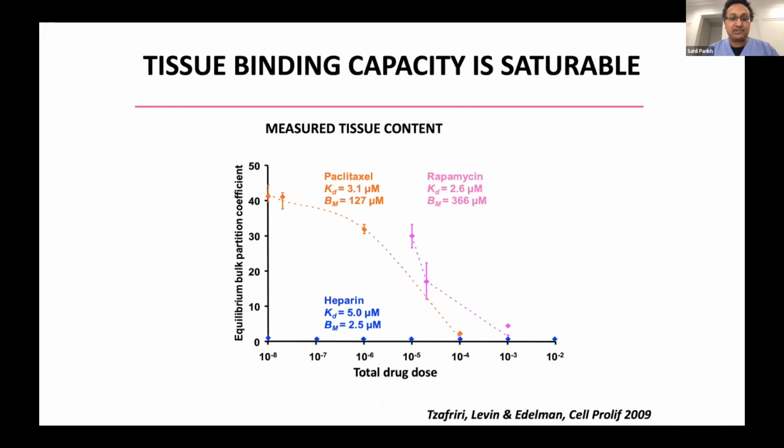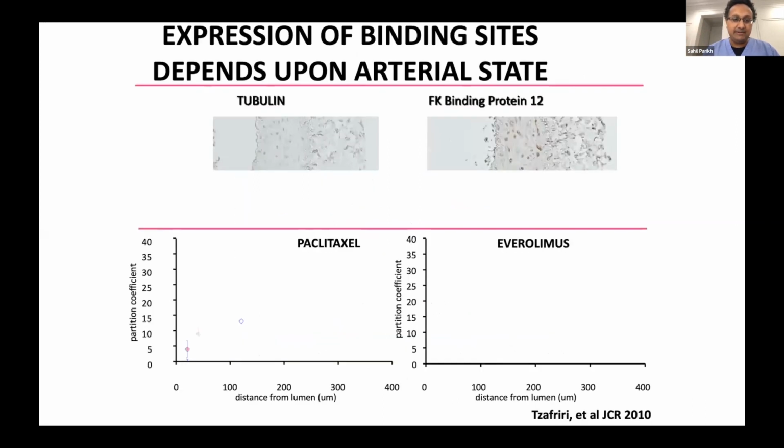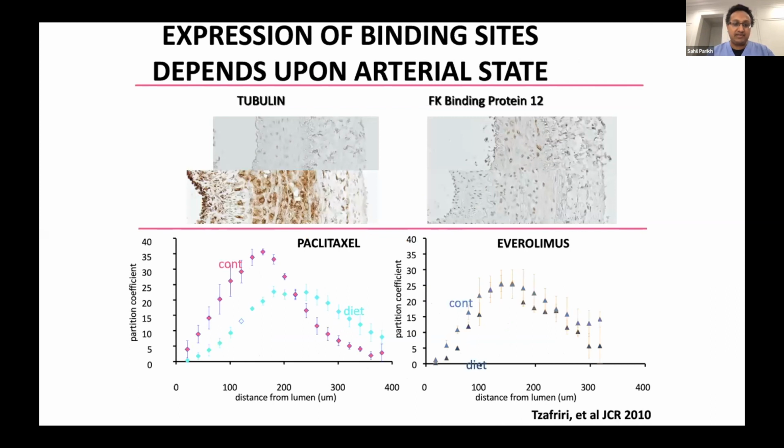This is also a saturable phenomenon. So there is a certain point beyond which if you give more drug, it just won't stick because the binding has already been saturated. It turns out that different inflammatory states can change this receptor binding distribution. For example, taxanes in a cholesterol model shown in blue will have a rightward shift of the receptor binding away from the media, from the lumen media interface. And limus drugs tend to have less of that effect in the inflammatory state, as would be stereotypical of atherosclerosis.